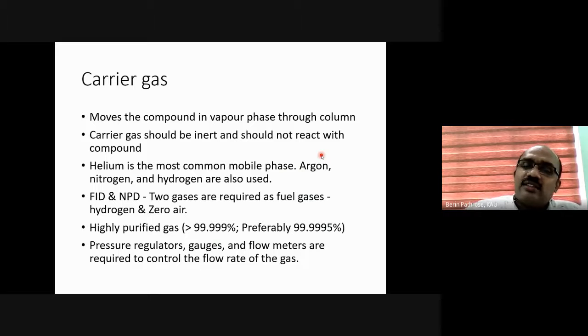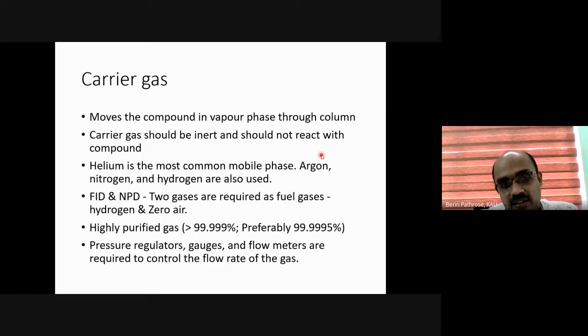Then we will see each and every part one by one. The first thing is the source of the carrier gas. The purpose of the carrier gas is to carry the vaporized compound through the stationary phase in the column. That is the purpose of the carrier gas. But the carrier gas should be an inert one. That means it should not react with the compound. If it reacts with the compound, we won't be able to analyze the target compound.